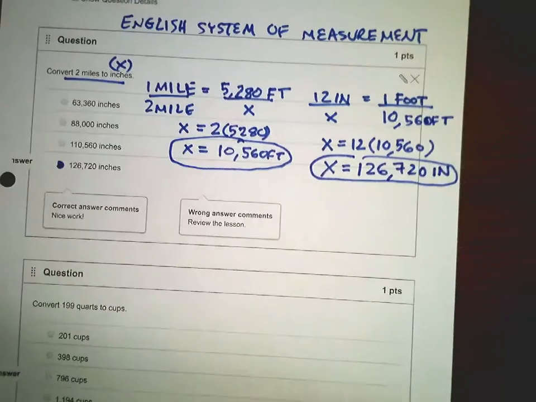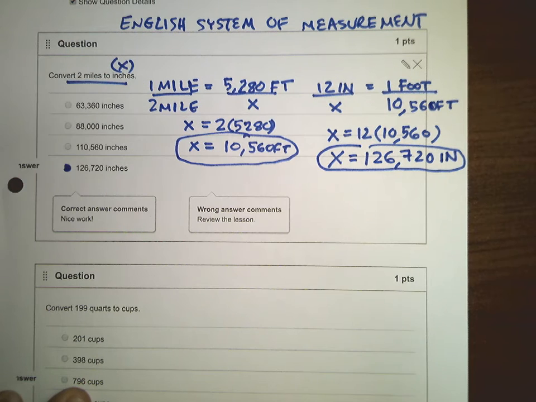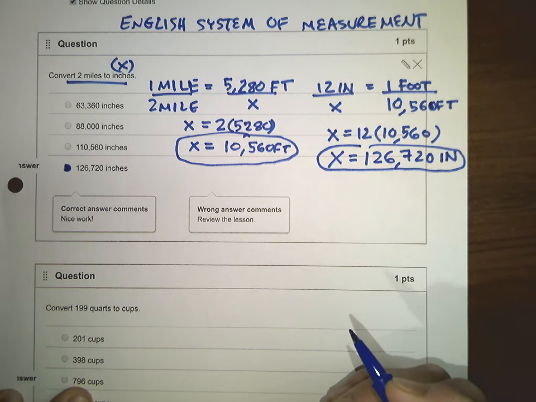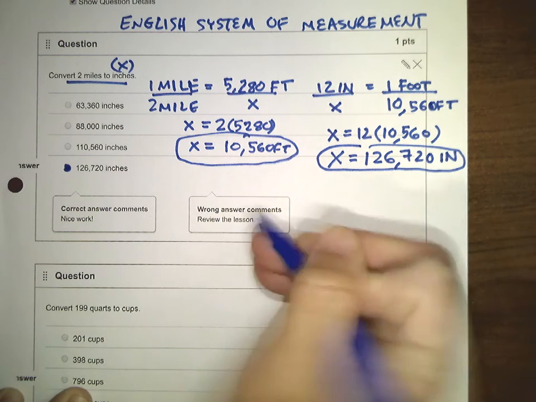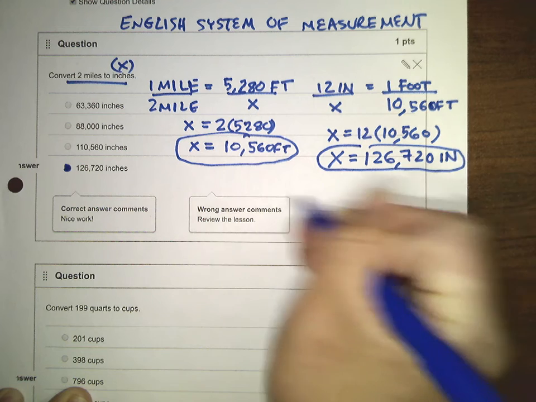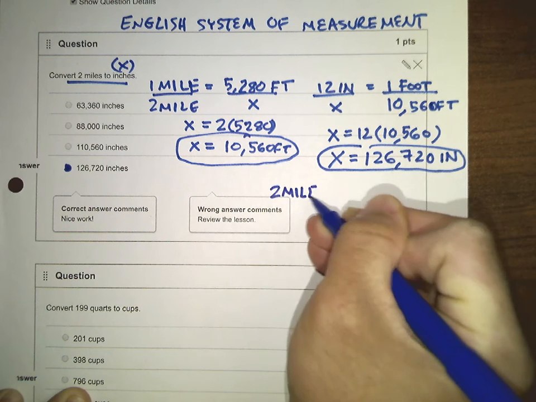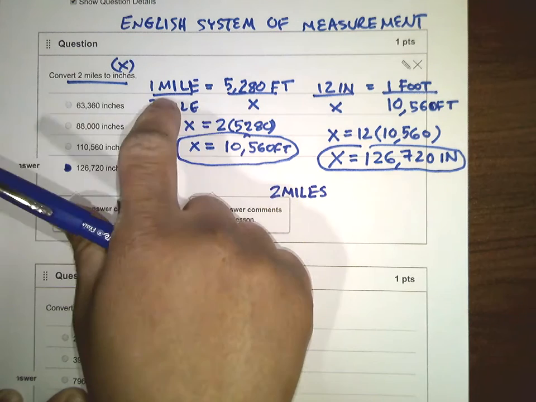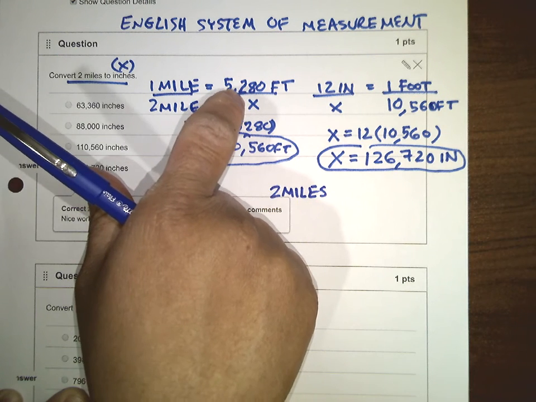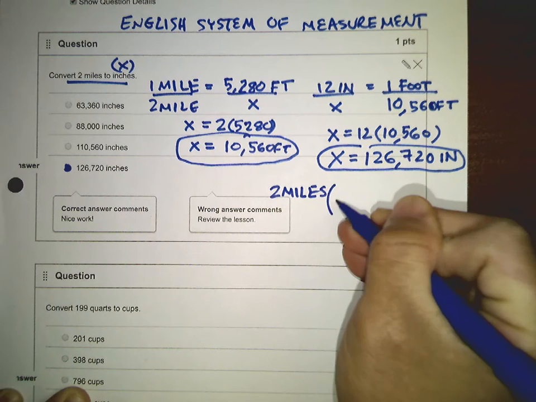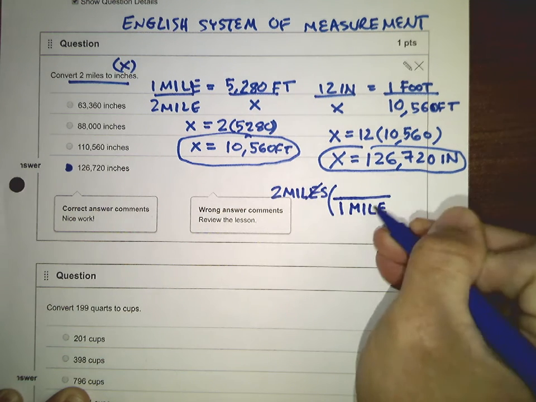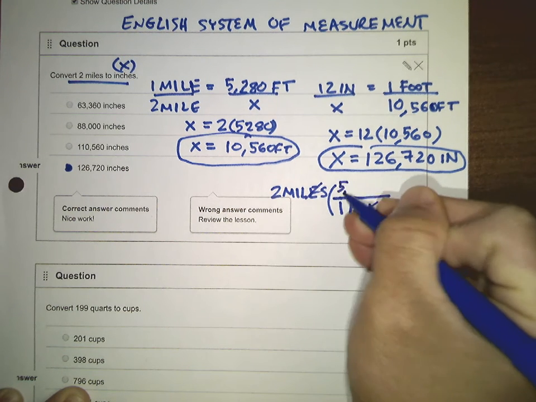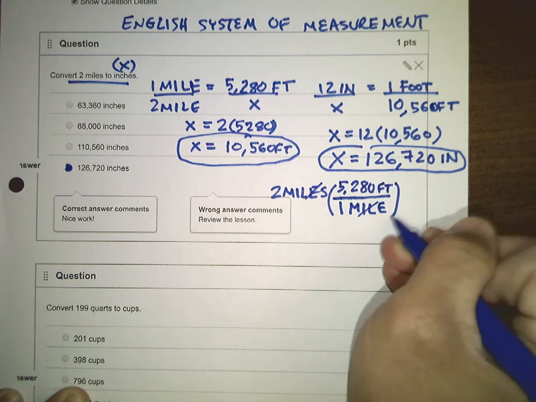Now, of course, you can see that I set this up using a proportion, but that's not generally what people would do. People would use something called dimensional analysis. So here's how that really works. We have the 2 miles, and I know that 1 mile is equal to 5,280 feet. So I write a fraction next to this with the 1 mile in the denominator so that the miles will divide out, and then we have 5,280 feet in the numerator.